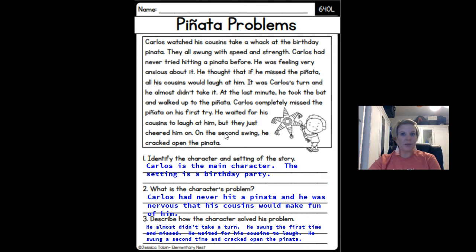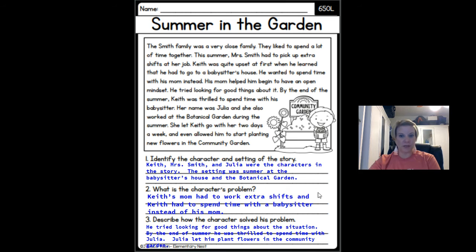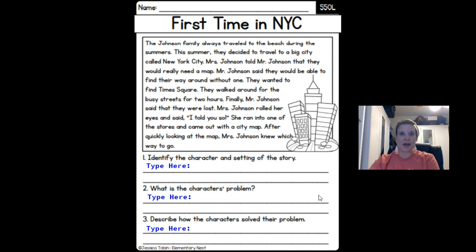All right, so this week we've worked through pinata problems, we've worked through summer in the garden yesterday, and now we're going to work through first time in New York City.